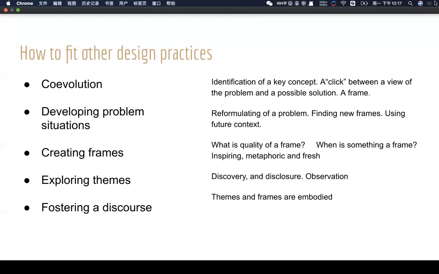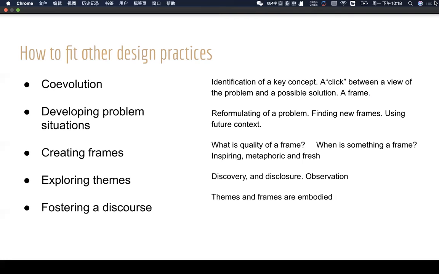Exploring themes means abstraction used to develop problem situations beyond the core paradox. Avoiding fossilized frames and conventional decisions is crucial here. It is based on observations and discoveries with no ground to prejudice. Fostering a discourse, contrary to the previous philosophical section, is more physical.